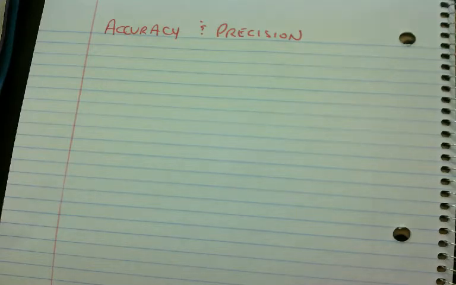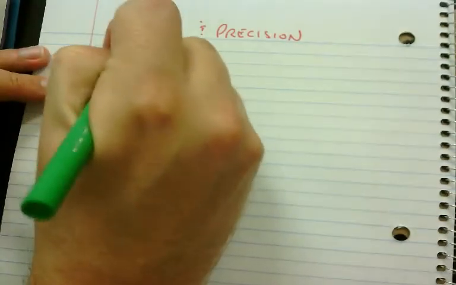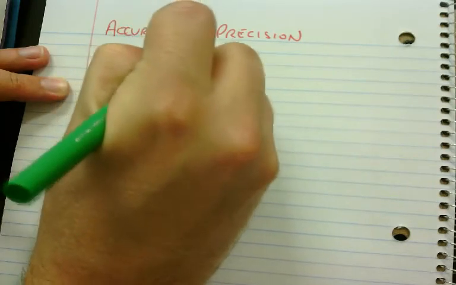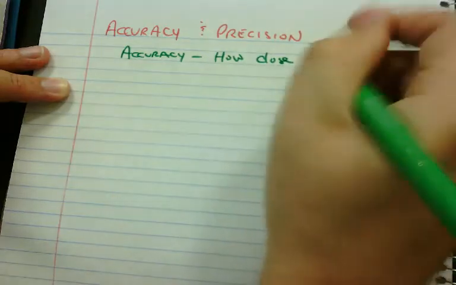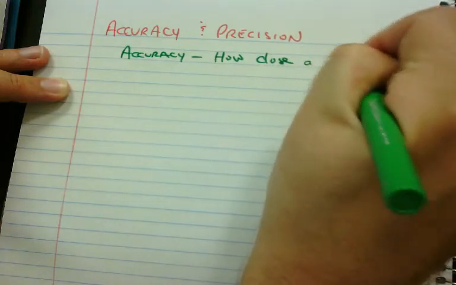Right. So let me write these definitions down, and then I'll give you an example. So when we talk about accuracy, accuracy is how close a measurement is to the true value.